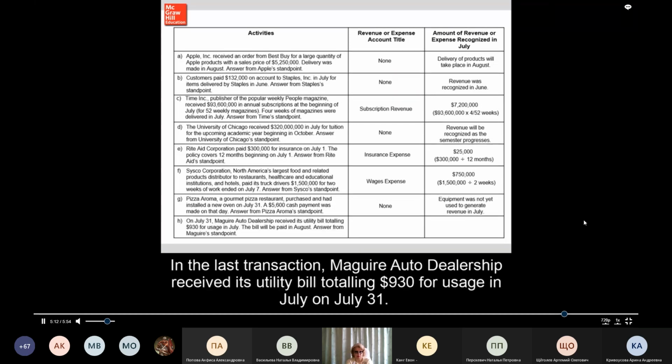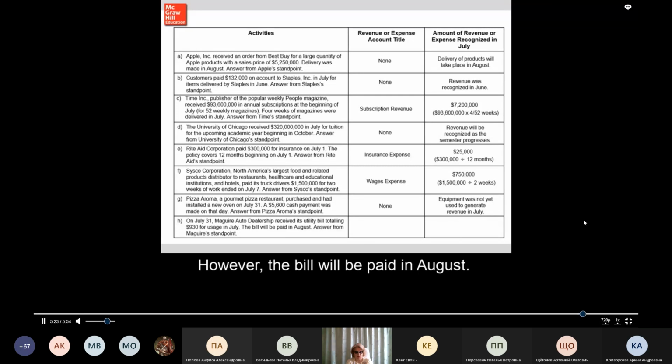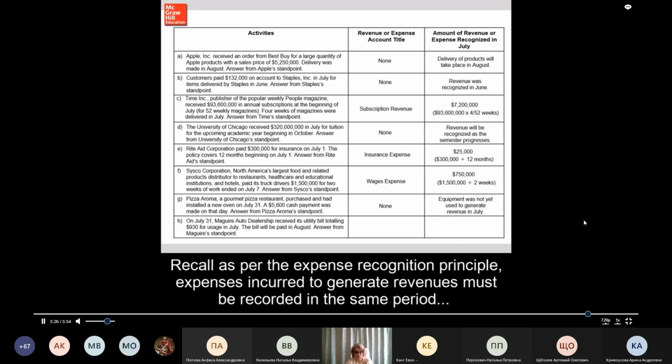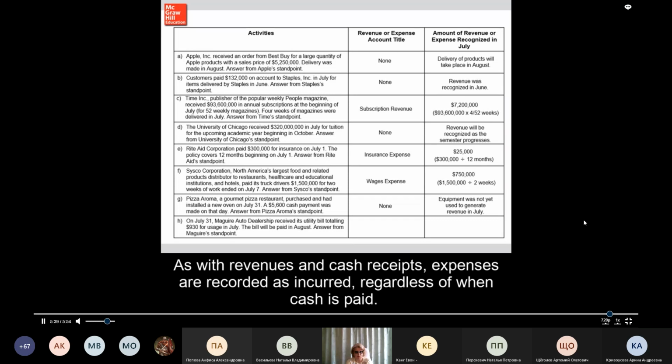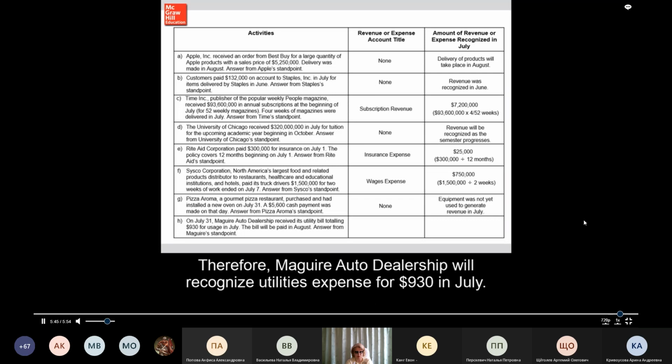In the last transaction, Maguire Auto Dealership received its utility bill totaling $930 for usage in July on July 31. However, the bill will be paid in August. Recall, as per the expense recognition principle, expenses incurred to generate revenues must be recorded in the same period to match costs with benefits. As with revenues and cash receipts, expenses are recorded as incurred, regardless of when cash is paid. Therefore, Maguire Auto Dealership will recognize utilities expense for $930 in July.